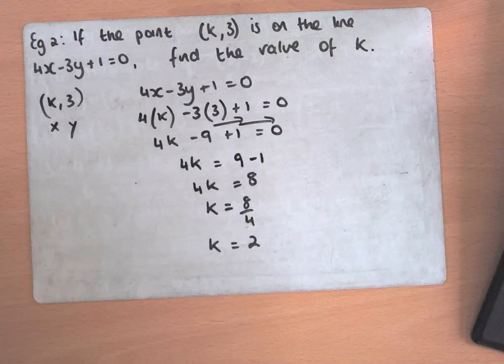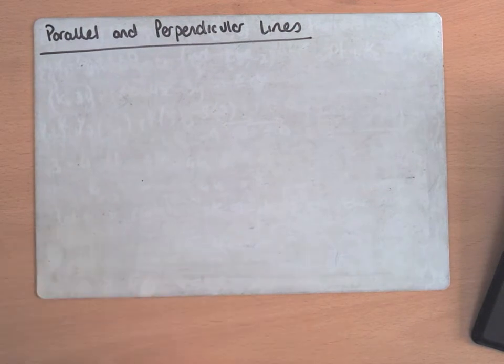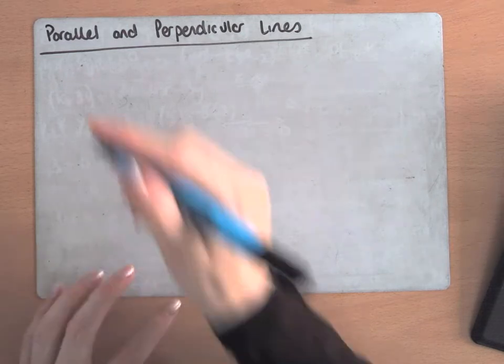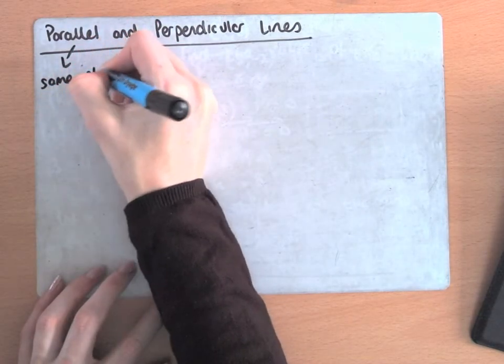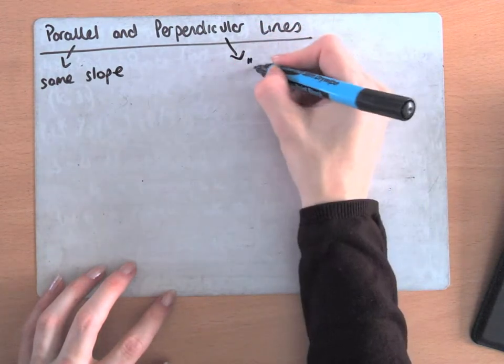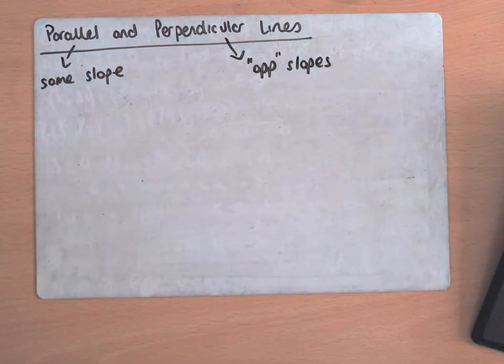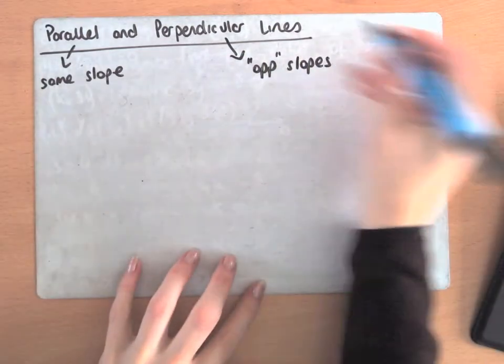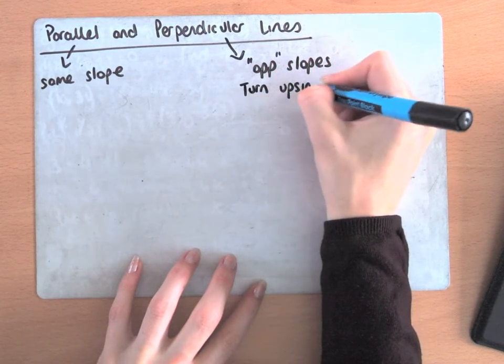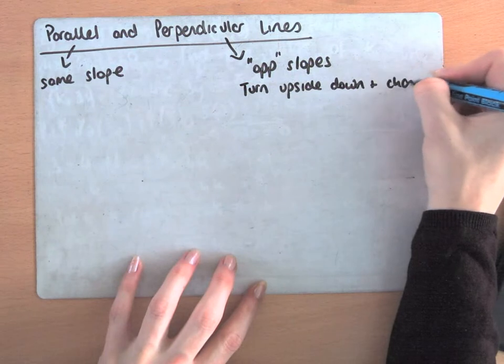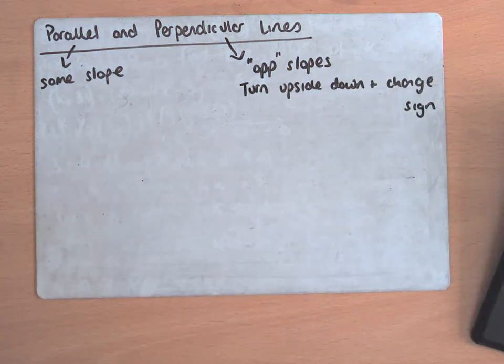Okay, can I get rid of the board? Great. Okay, so parallel and perpendicular lines. Can you remember? What do we know about parallel lines? Same slope. What about perpendicular lines? Opposite slopes, multiply them, you get minus 1. But if I gave you 3 over 4 as the slope, what would a perpendicular slope be? Minus 4 over 3. Brilliant. Turn upside down and change the sign. Okay, just 2 little notes to yourself.